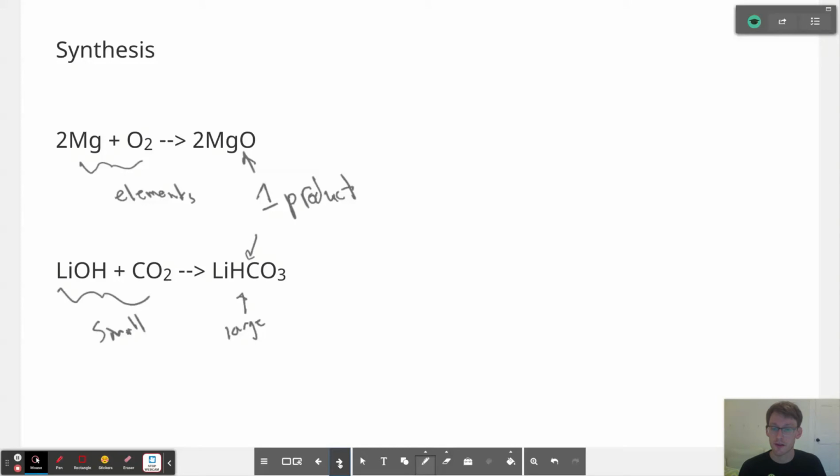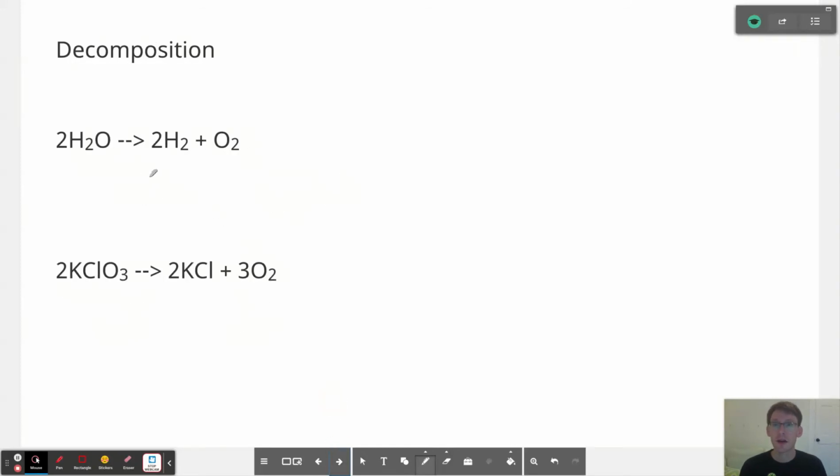larger substance. Next, we have decomposition, which is the exact opposite of a synthesis. Notice we have 1 reactant, and that's all you need. This is water decomposing into the elements from which it was made. And also it's possible for you to have a larger compound decompose into a smaller compound. A very common reaction is that chlorates will decompose to chlorides and oxygen, just releasing the oxygen from the chlorate.